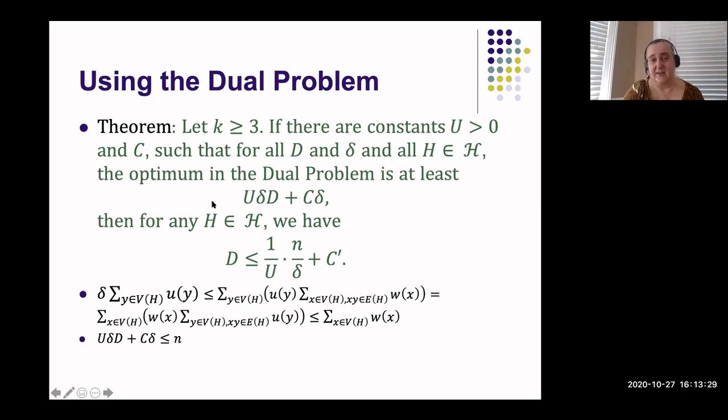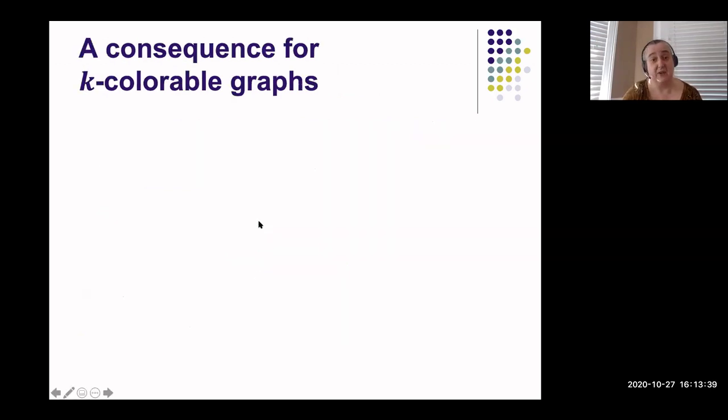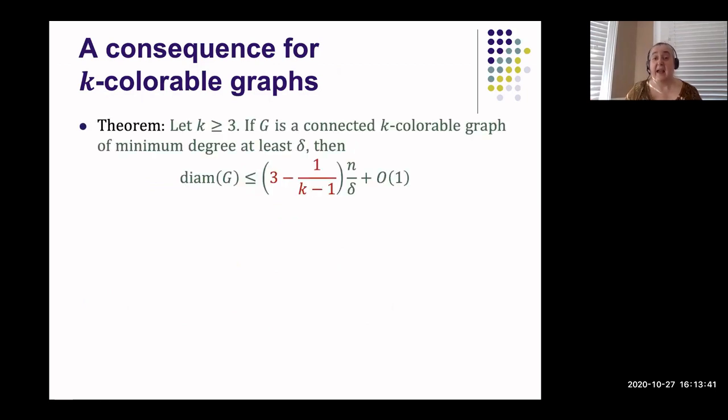Find an upper bound on the total sum of the weights, and that gives you your constant in terms of 1 over u here. And that's what we are going to do. And using this, we have managed to prove that if you have a k-colorable connected graph of minimum degree at least delta, then the diameter is at most 3 minus 1 over k minus 1 times n over delta plus big O of 1. This is not what we would want, because we would want 3 minus 2 over k, but this is at least in the right order, so to speak.